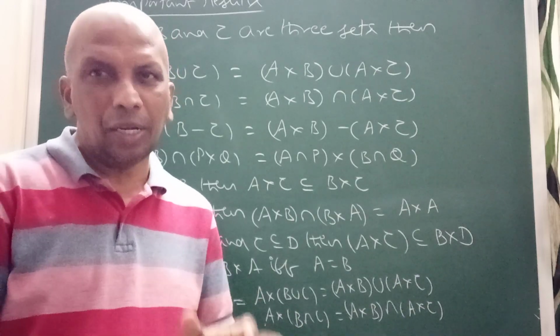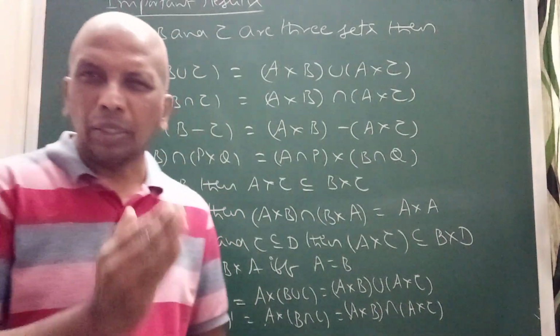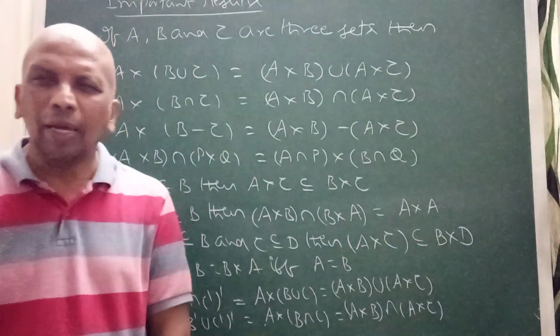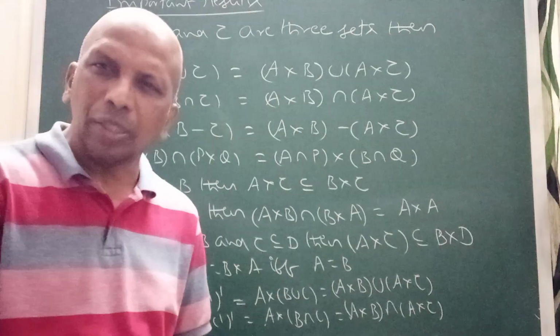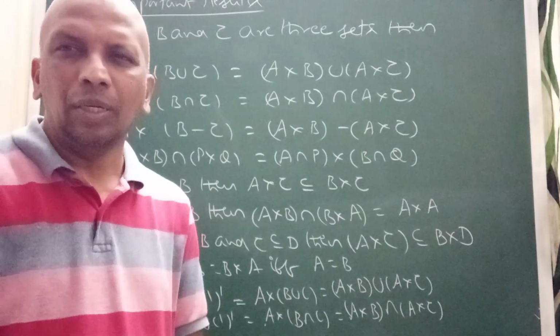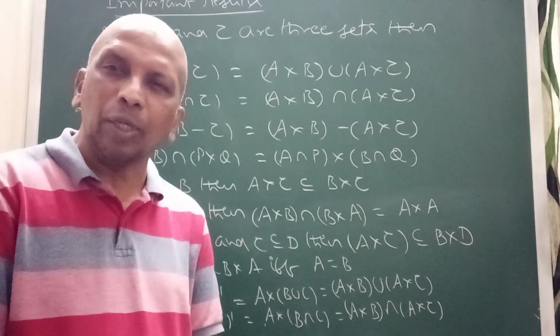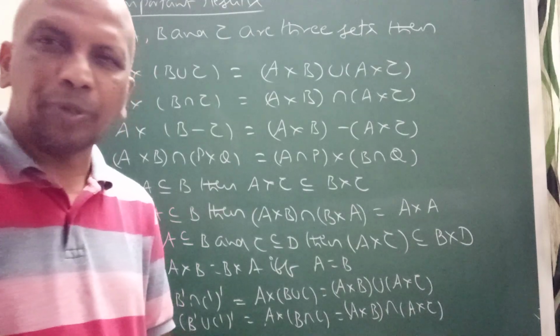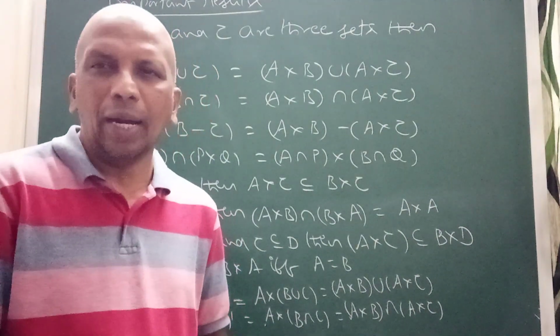The topic is relations. Before that, check this: when you are talking about the Cartesian product, if A and B are two non-empty sets, you can find A cross B. A cross B gives a set of ordered pairs. A cross B is equal to the set of (x, y) such that x belongs to A and y belongs to B.